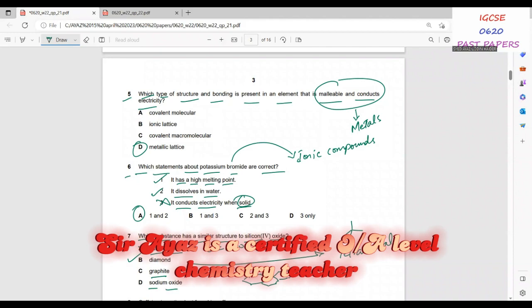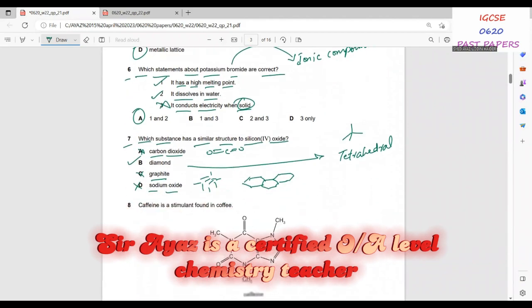Sodium oxide is an ionic compound. It contains an ionic lattice like this. So both of these are incorrect.